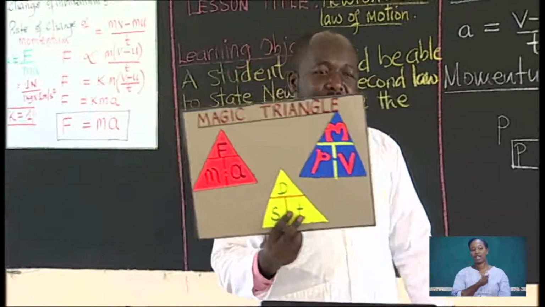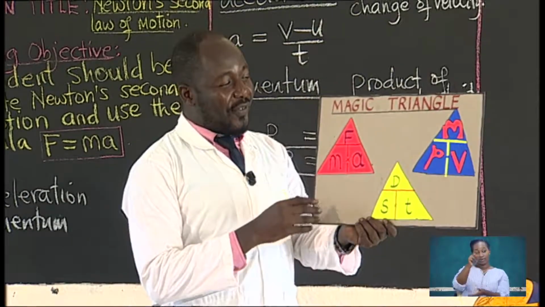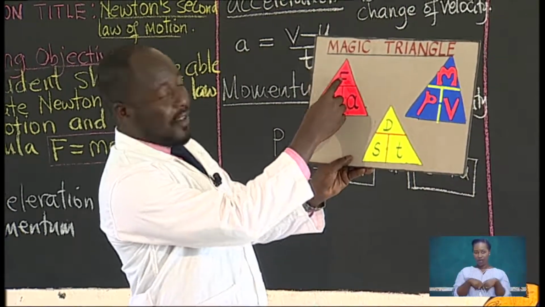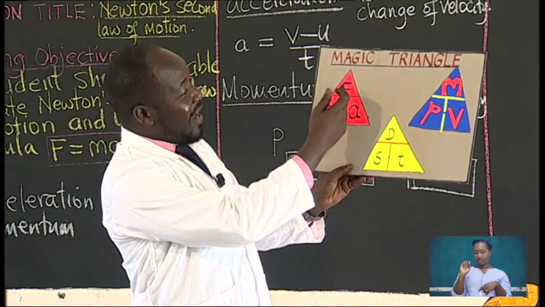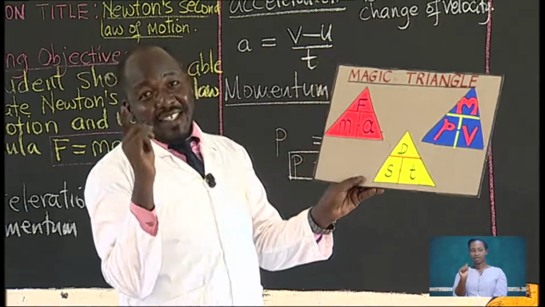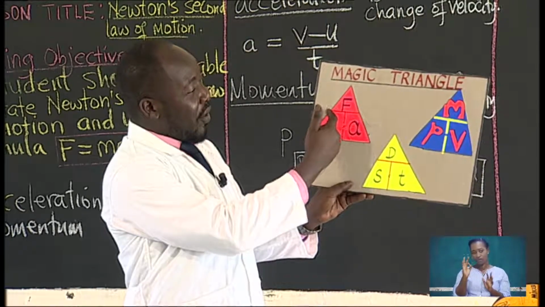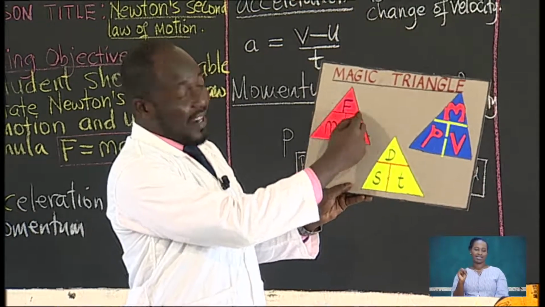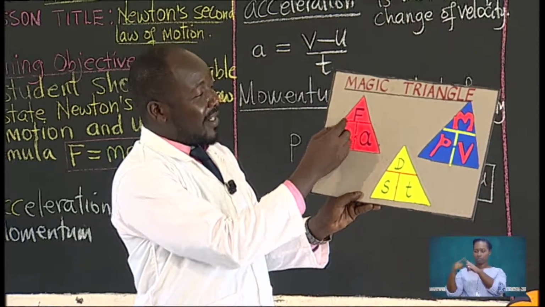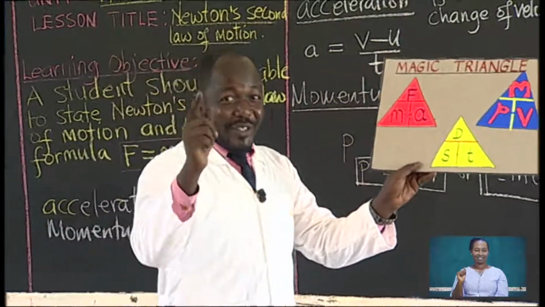I also have a wonderful flashcard here for you to help you remember this formula. Do you guys remember the magic triangle? Here I have F, then MA. I hope you know how to use it. Force is equal to mass times acceleration. If I want to get acceleration, I'll say acceleration is equal to force over mass. This is divided by this line you are seeing here. And here there is multiplication. If I want to get mass, mass is equal to force divided by acceleration. Do you see that in your ones?